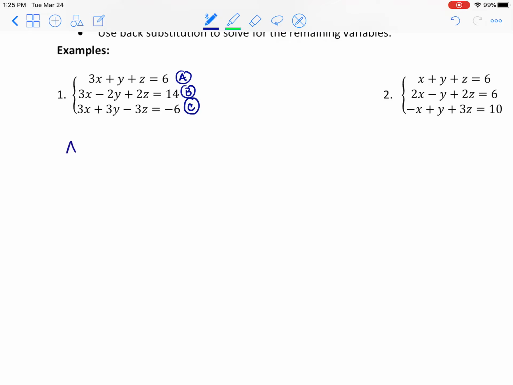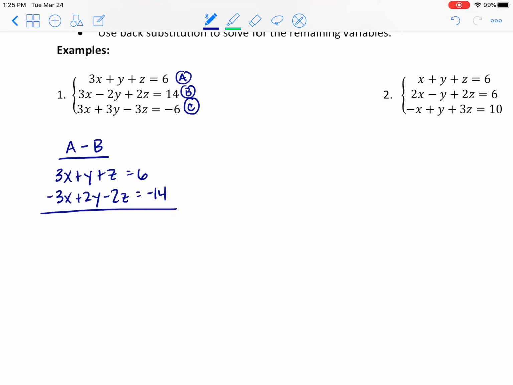So what I'm going to do is take A, and I'm going to subtract B, which basically is multiplying B by a negative 1 and then adding the two together. So if I just take A minus B for my first step, I'm going to eliminate x's. So if I have 3x plus y plus z equal to 6, there's A. And now if I want to subtract B, that means multiply B by a negative, then B becomes a negative 3x, a positive 2y, a negative 2z equal to a negative 14.